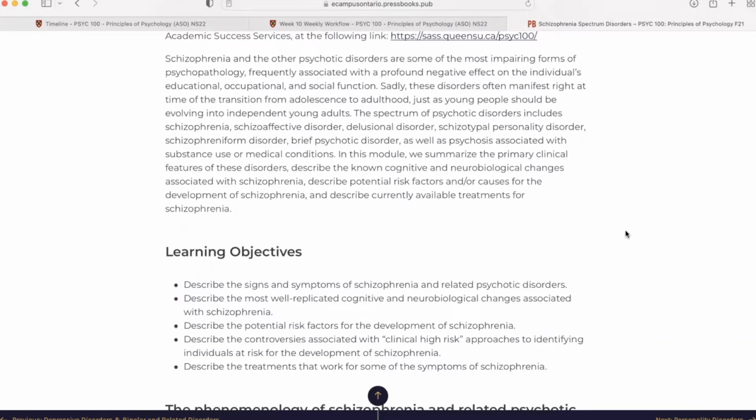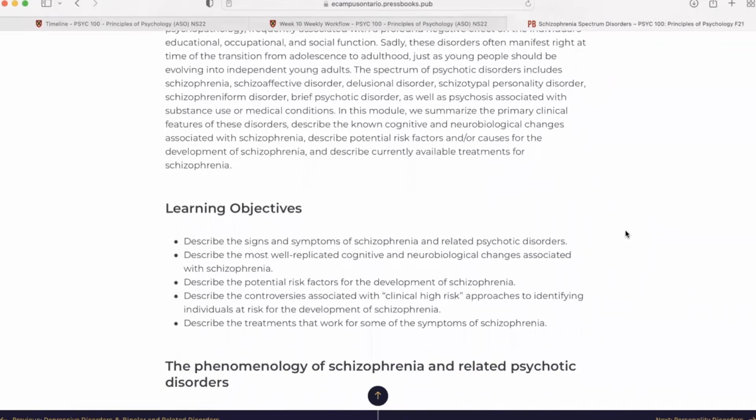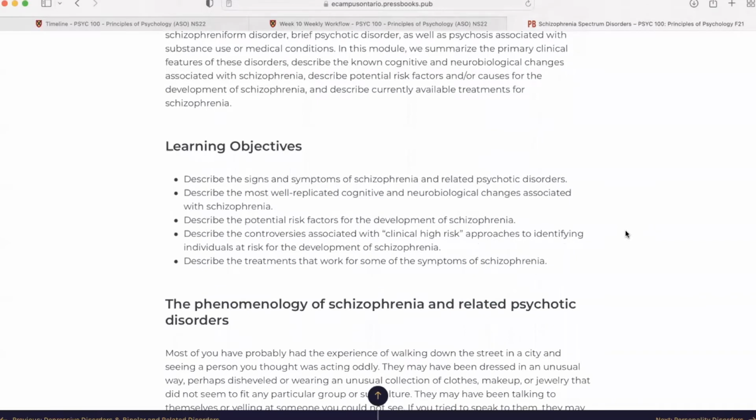In this module, we summarize the primary clinical features of these disorders, describe the known cognitive and neurobiological changes associated with schizophrenia, describe potential risk factors and/or causes for the development of schizophrenia, and describe currently available treatments for schizophrenia.